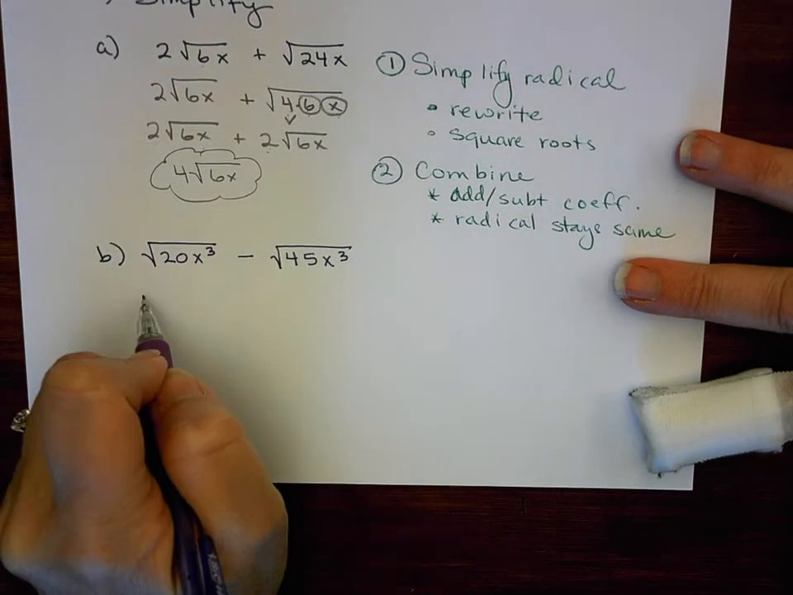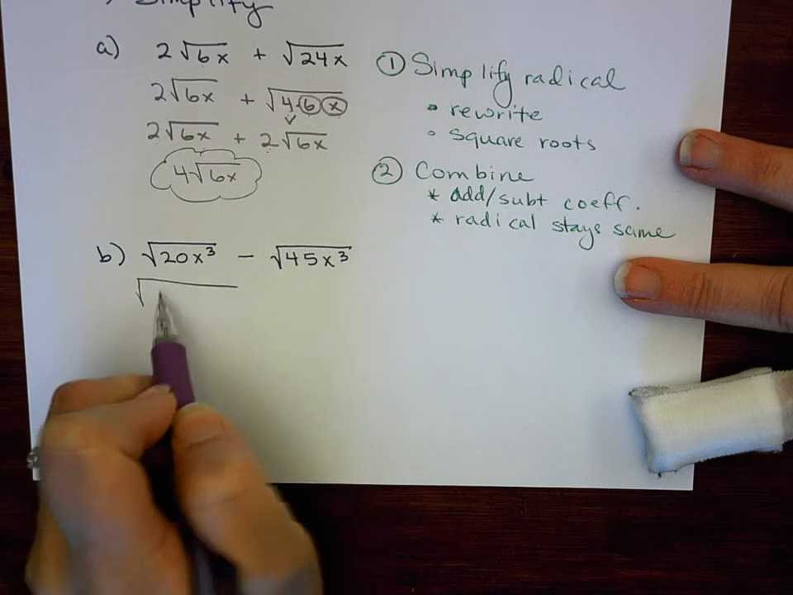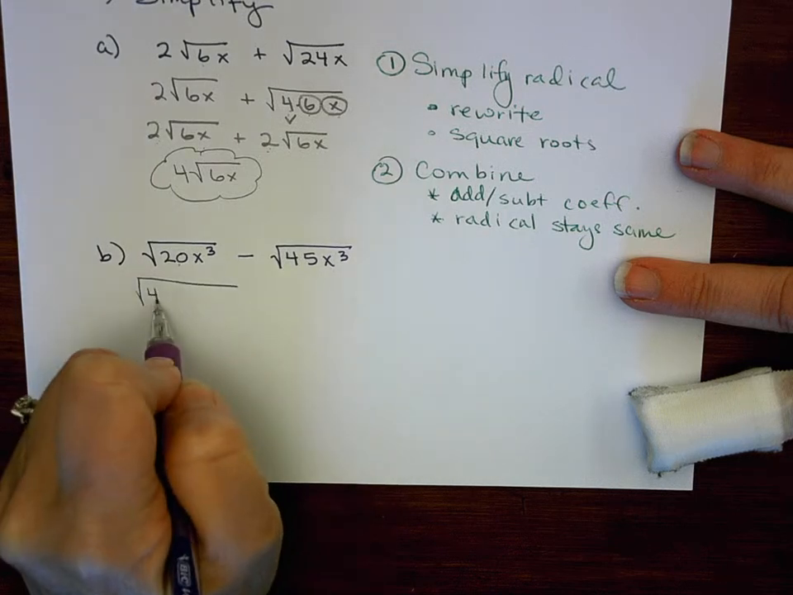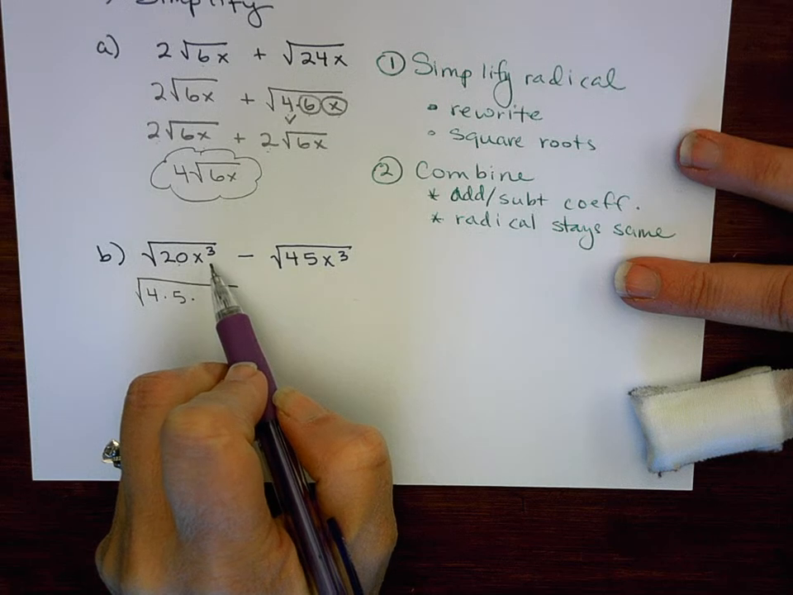So rewrite, I'm not square rooting, I'm just rewriting everything. So everything's still underneath the root here. So 20 is 4 times 5. X cubed, that's an odd power, so I'm going to split off an x.